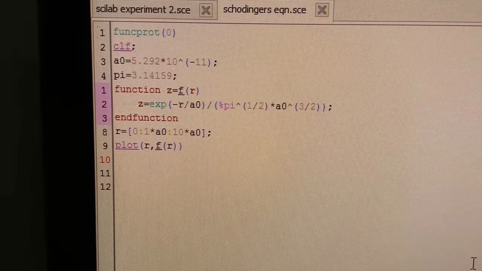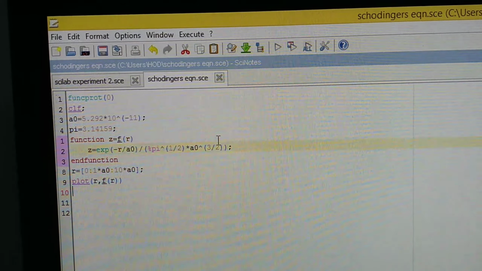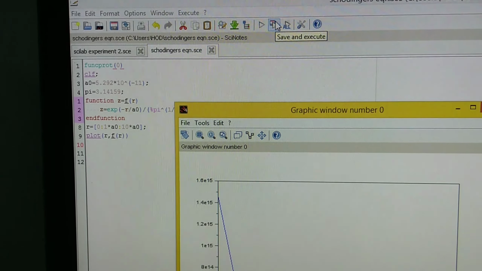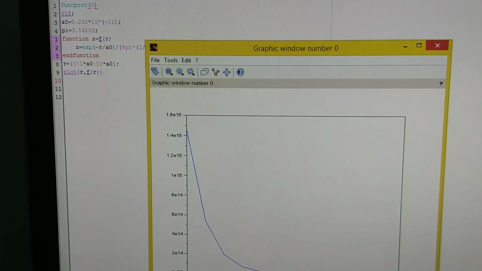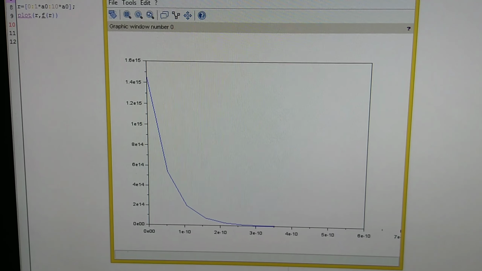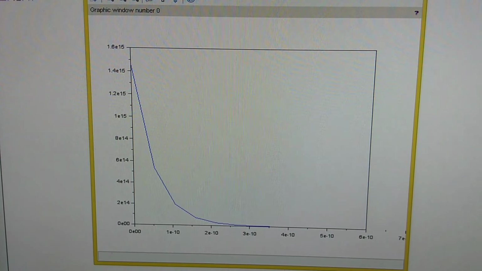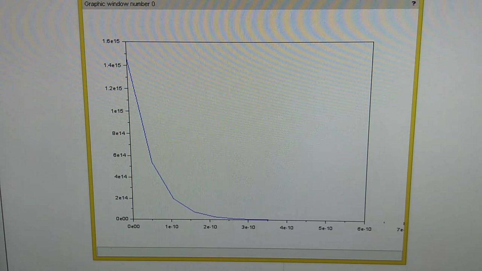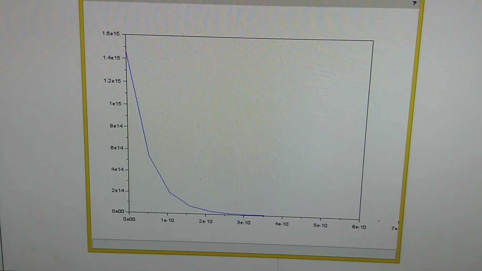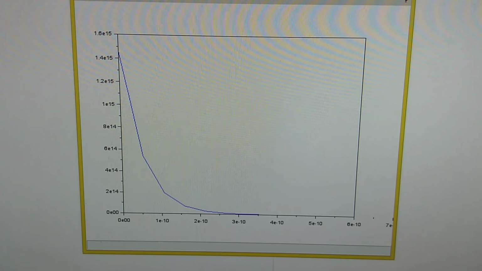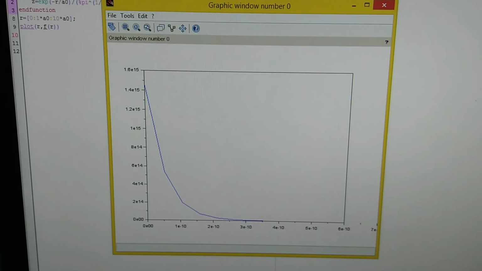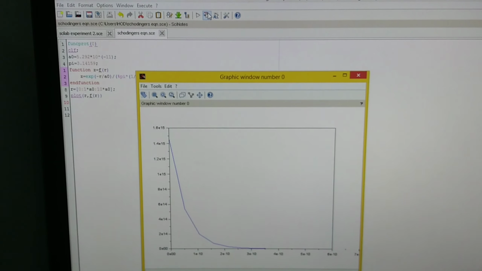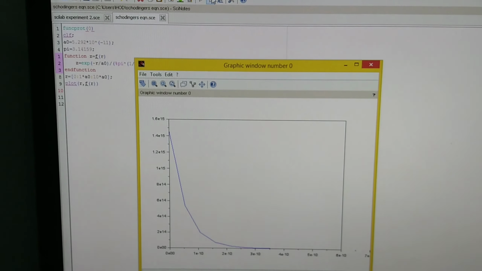After save and execute, you will see the graph in a graphic window, and you see how the wave function varies with r, that is the distance from the nucleus. So when you go away from the nucleus, how the wave function will change, you can see from the graph. So this graph represents the wave function for the ground state of hydrogen atom.